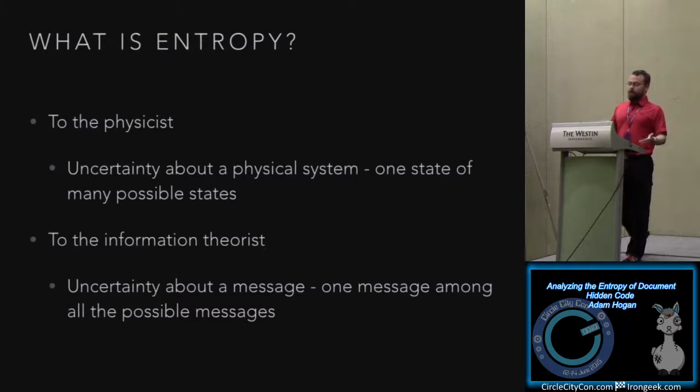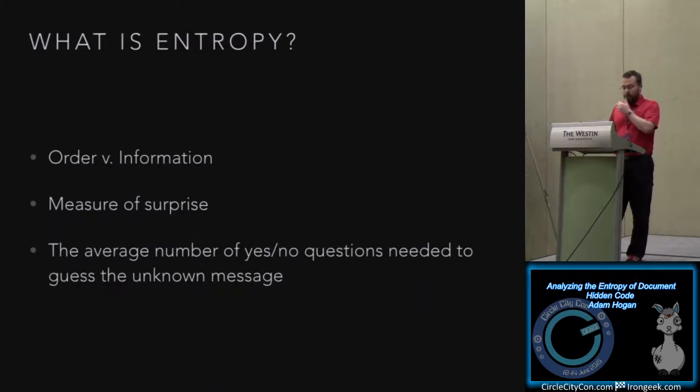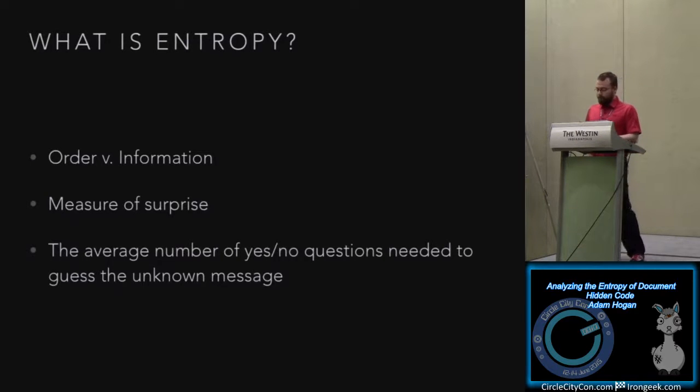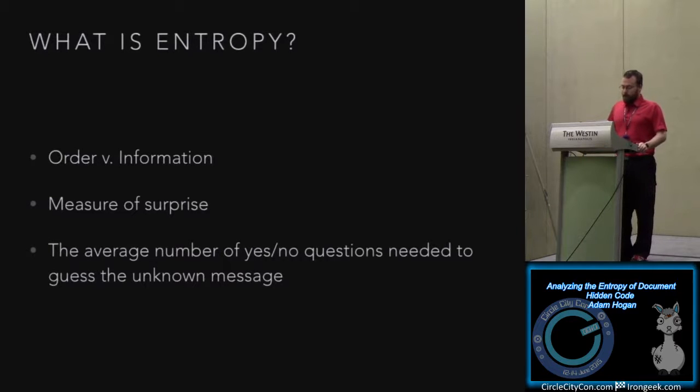Now, to an information theorist, it's not that different. Entropy is really about the uncertainty of a message. Imagine the probability of one message among all the possible messages that could be sent. And when you get that down on paper, it's basically the same thing. We talk about order versus information, but they're essentially the same, because if everything's in perfect order, there's no surprise, there's no actual information being conveyed. So entropy is measuring the amount of surprise we're getting from data. How random is it?